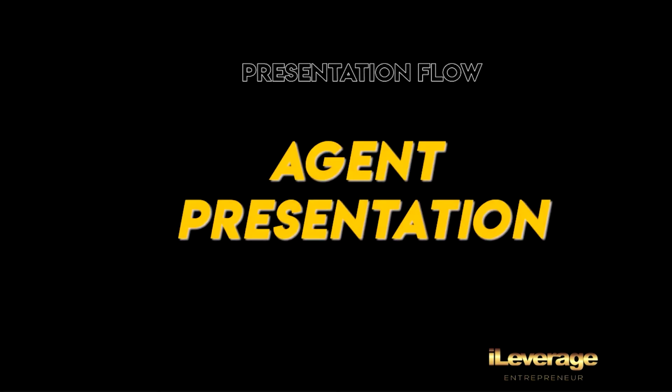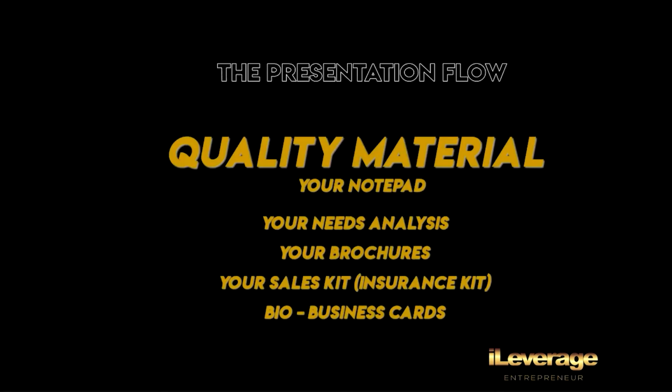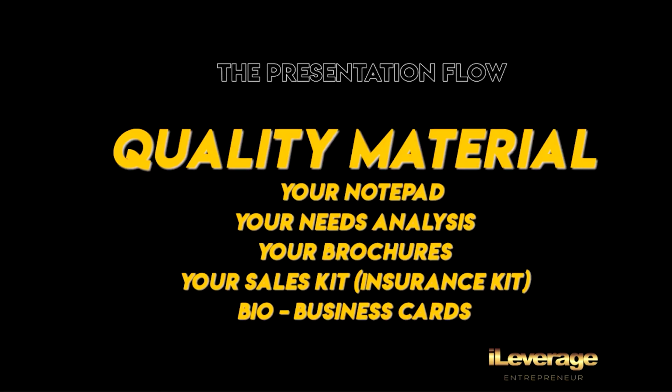The first one in the agent presentation is, first, you need to have quality material with you. And I'm going to say that in many different ways. Quality material meaning you got to have a quality notepad. You can't just walk in there like it's just a big mess. You got to have the needs analysis that we shared with you. You got to have brochures of the insurance company with you. You should also have pure sales kits from the insurance company that you're going to be offering inside of your bag or your briefcase or backpack, whatever. You also should have a bio of yourself in material, something that has a picture of you, something that has a phone number, something where they can get in contact with you.